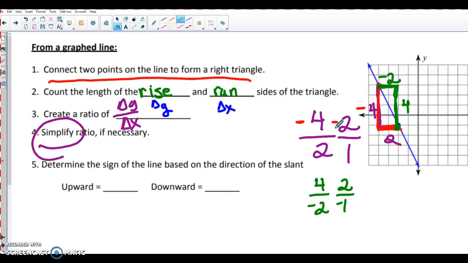Another way of doing it is just finding the slope. The ratio is 2 over 1, and then you determine which direction it's going. So if it's going upward, remember from slope dude, it's going to be positive. And if it's going downward, it's going to be negative. So make sure you have that filled out on your interactive notebook.